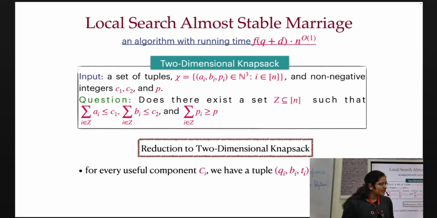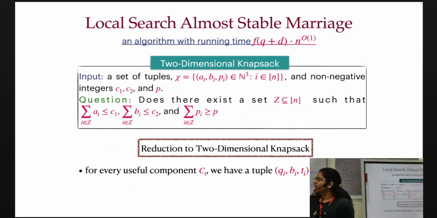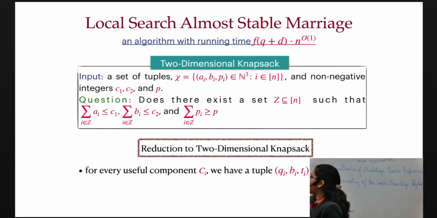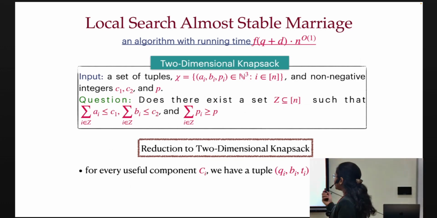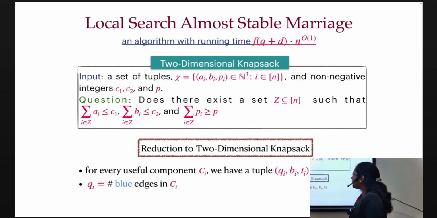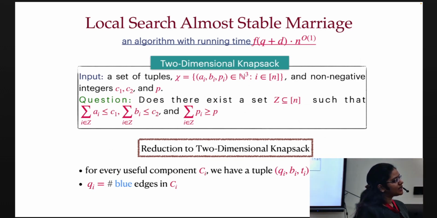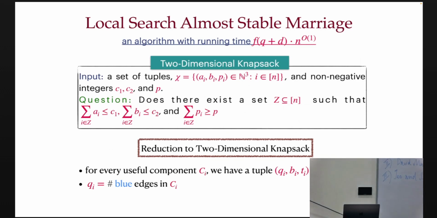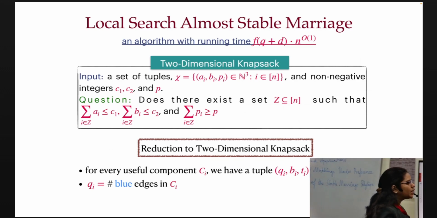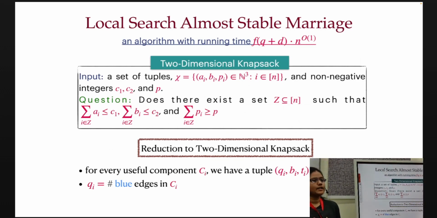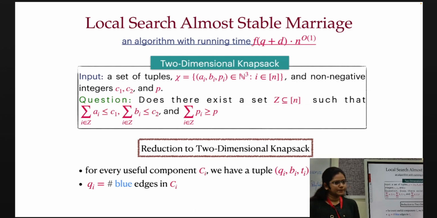Now you see the relation. For every useful component we will have a tuple qi, bi, ti, let us say, give some name. Qi is the number of blue edges in Ci. What is it giving us? Basically it is giving us the symmetric difference. If I augment on Ci, then Qi captures the symmetric difference value. Correct?